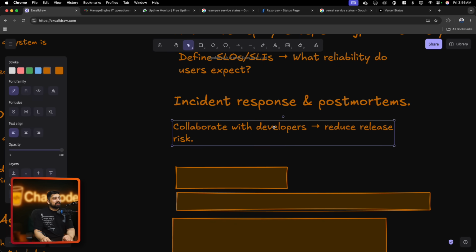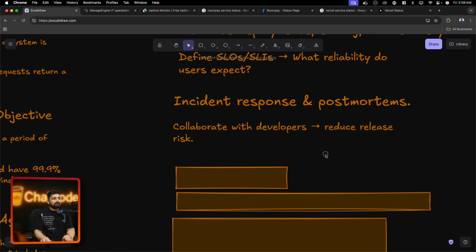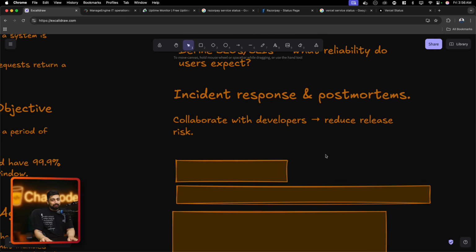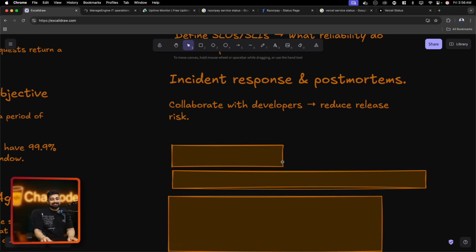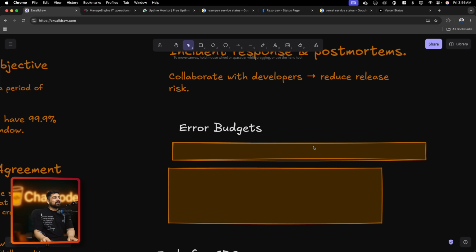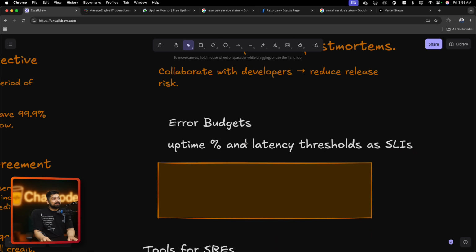Collaborate with developers and reduce the release risk. If you have already consumed all of your time, and another release accidentally bursts in production, we will lose our SLA. So we cannot allow you to push to production. It happens. And you think every time you are doing just a git push? Nah, it doesn't work like that. So one of the key things that you do is error budgets, and I'll walk you through it.